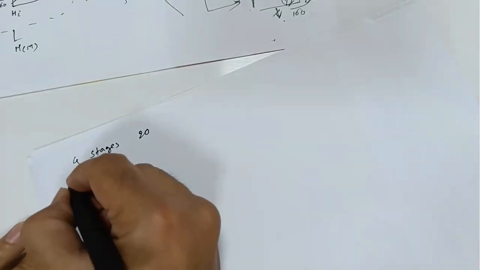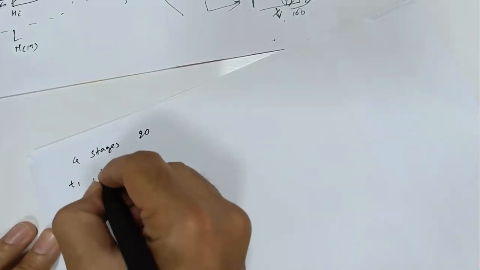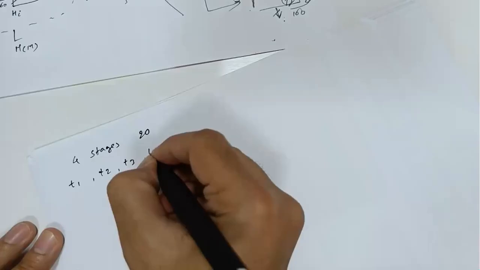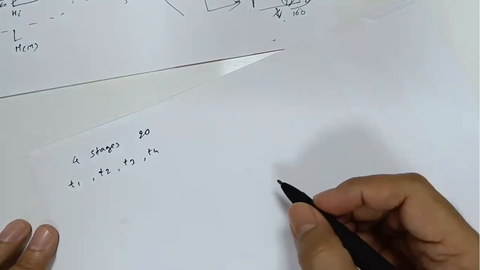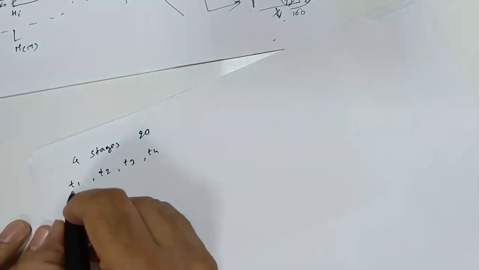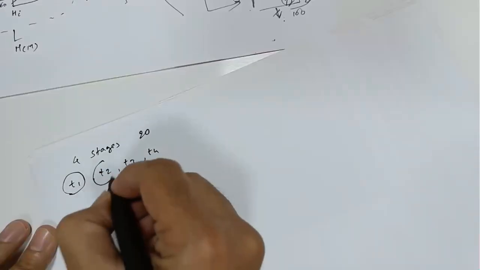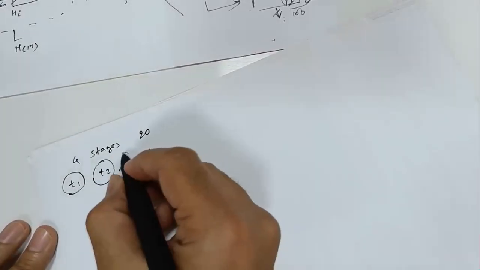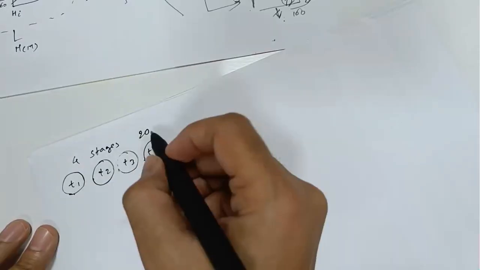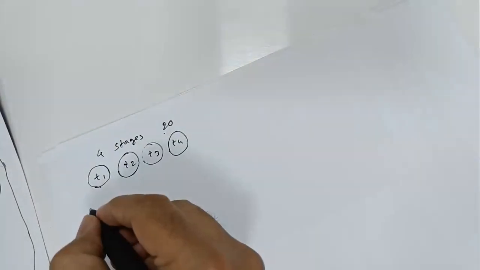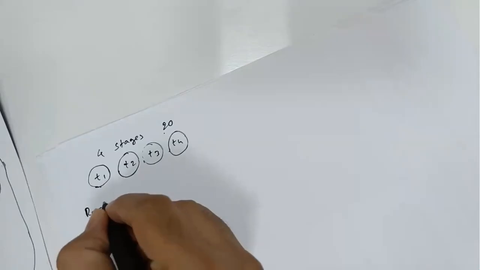So for each stage you have T1, T2, T3, and T4. For each stage the rounds are completely different. The first 20 rounds is stage 1. That means round 0 to round 19.